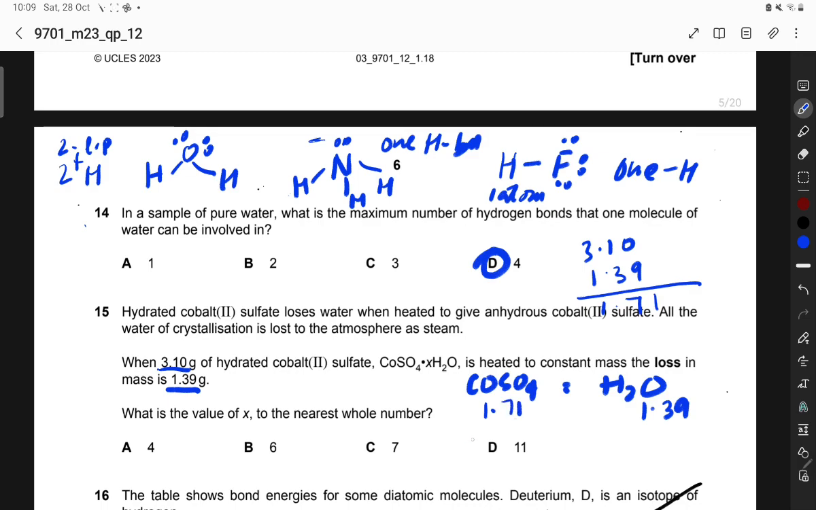1.71 is over here. So calculate the mass of cobalt sulfate.